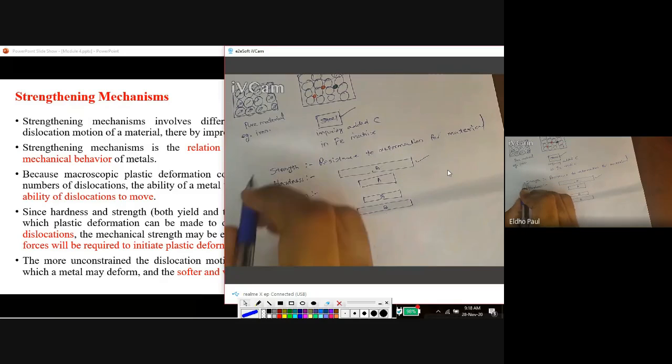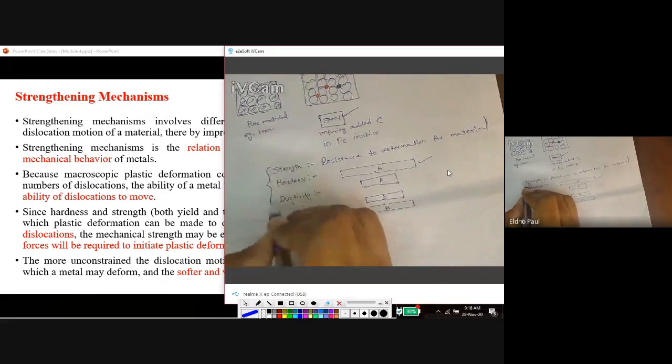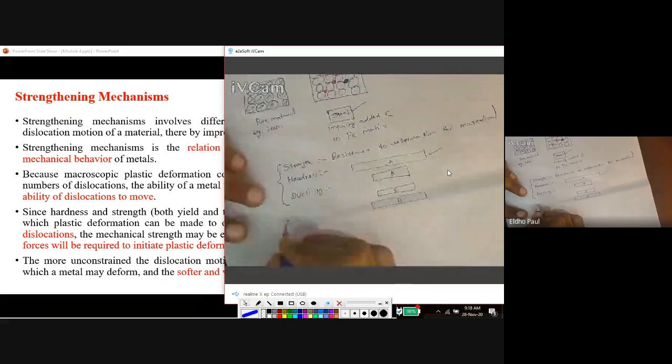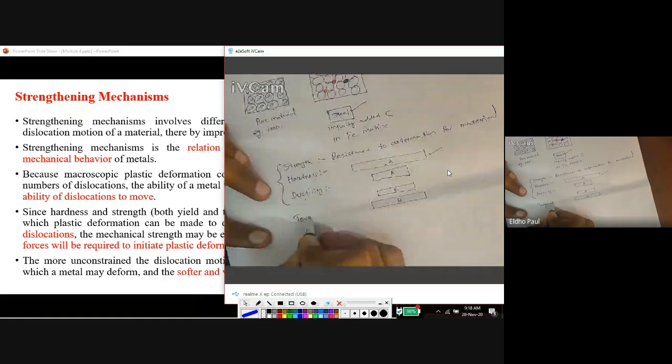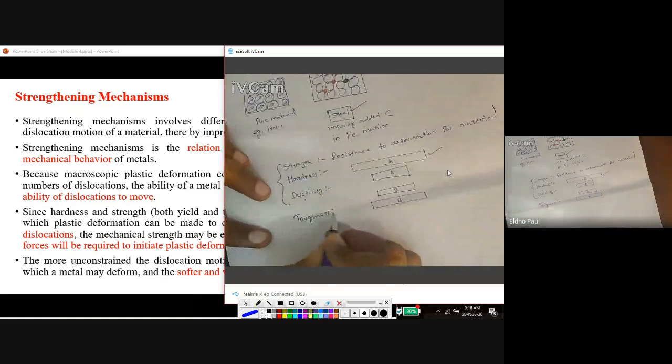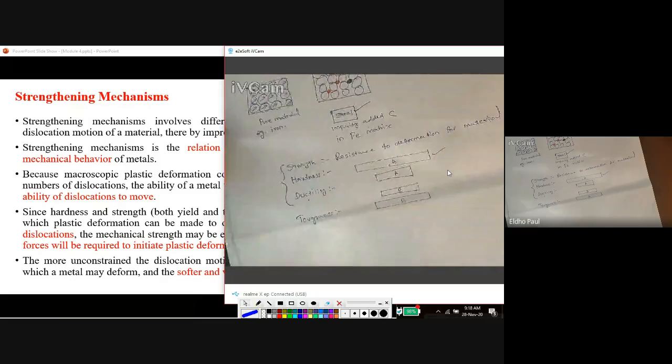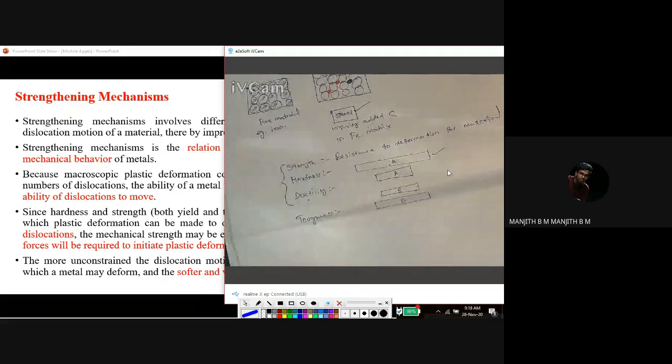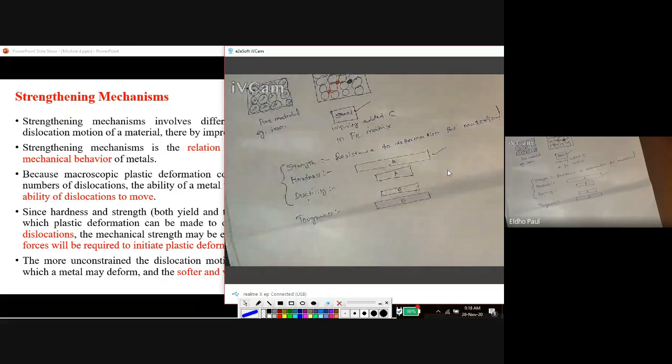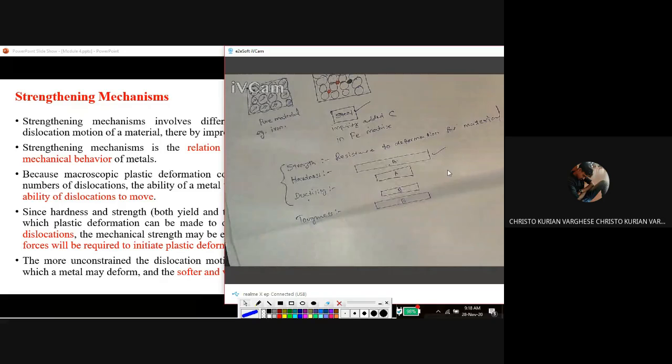So these are the main three mechanical properties. Now, of course, toughness is also another property. What is toughness? Energy absorption. The energy absorbing capacity. Strength of materials lab, Izod test, sharp impact test. Yes, sir.